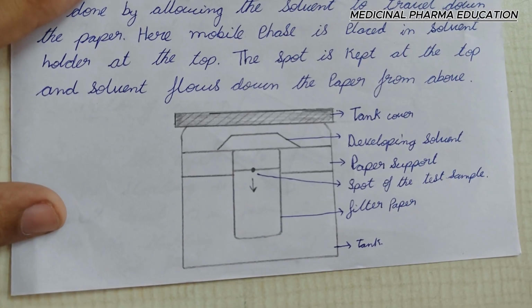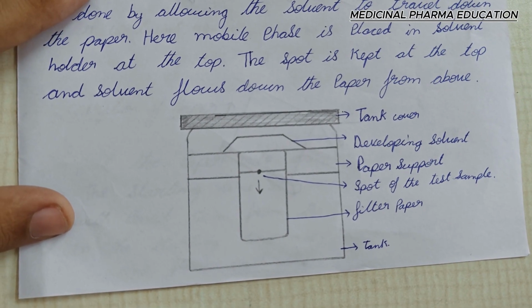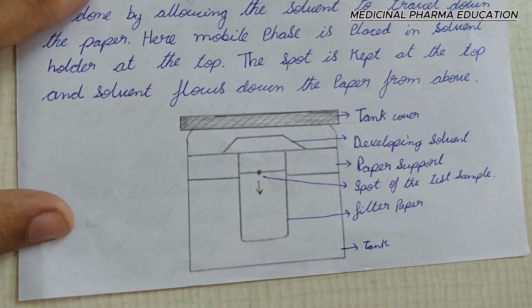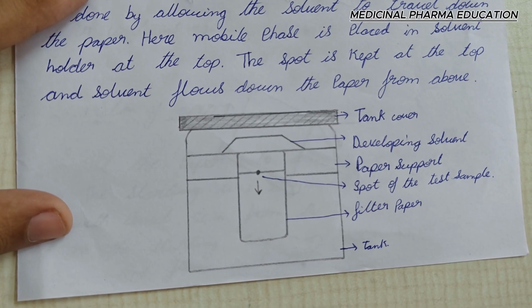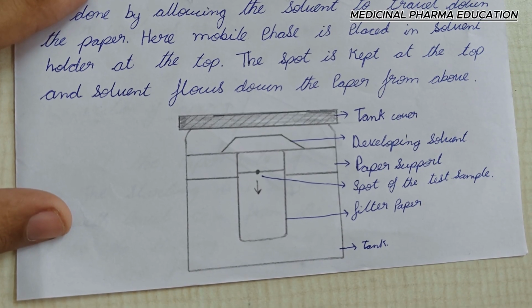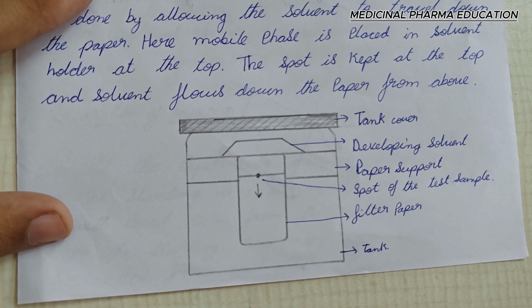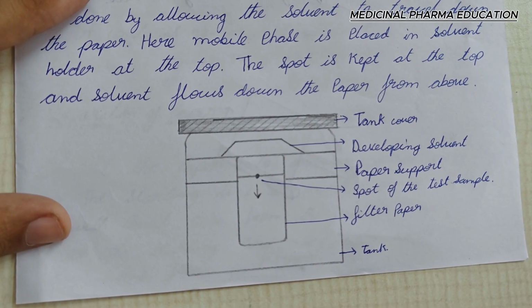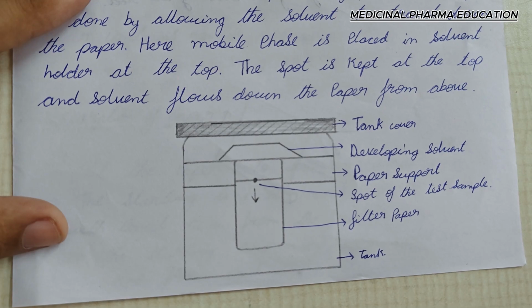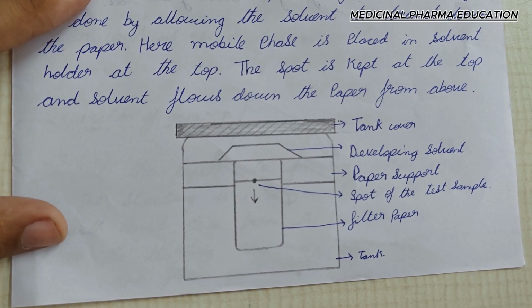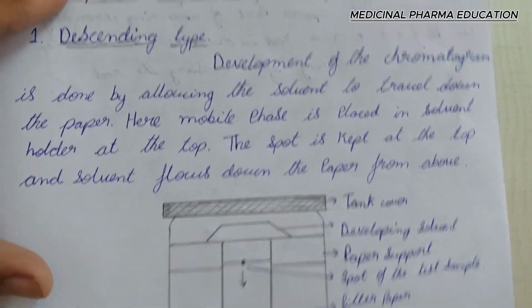Before starting the process, the mobile phase is poured, and we will seal the beaker. We'll place a glass rod so that the atmosphere, meaning the air inside the tank, should have only the mobile phase vapor. There is something called the edge effect, and we will prevent it by doing this. That's what it's telling.